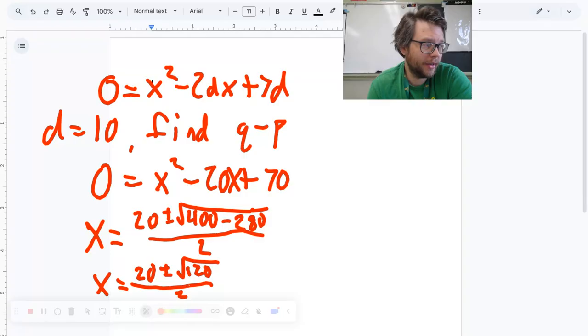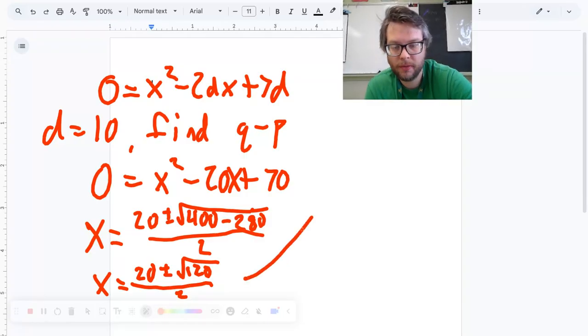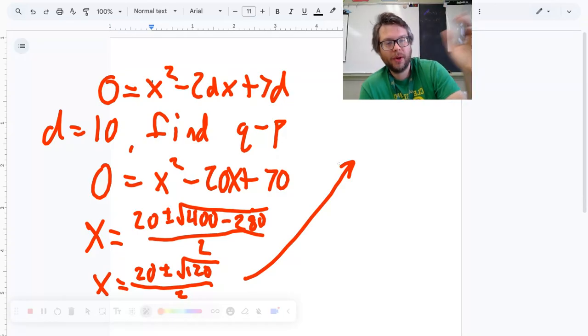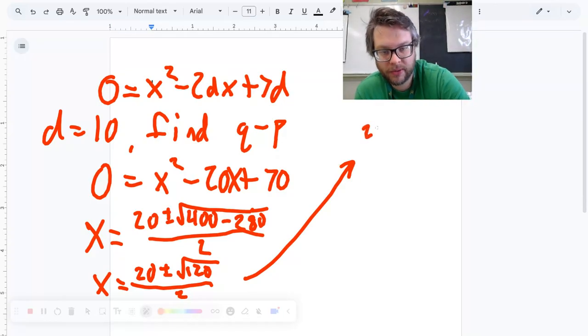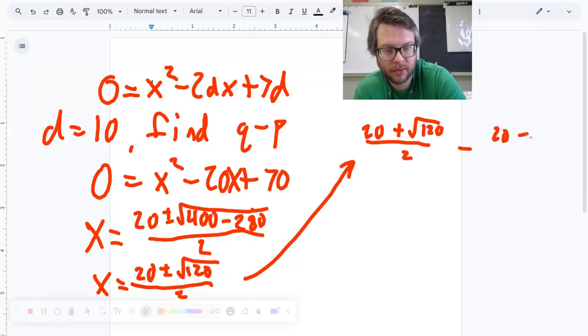And what they want to figure out is Q minus P. So we're going to do the bigger one minus the smaller one. It's going to look really nasty. We're going to take the bigger answer, and we're going to subtract the smaller answer.